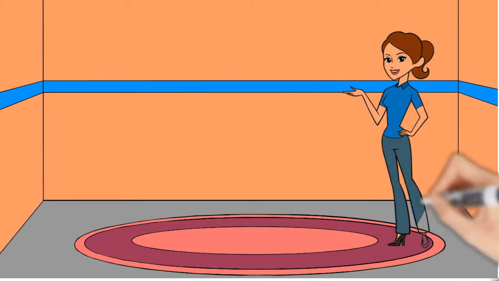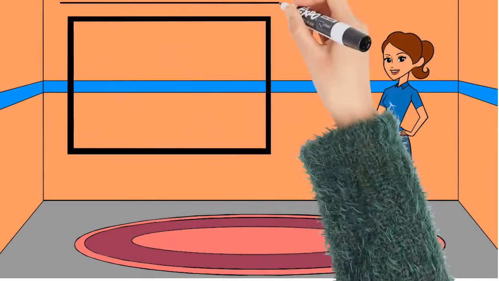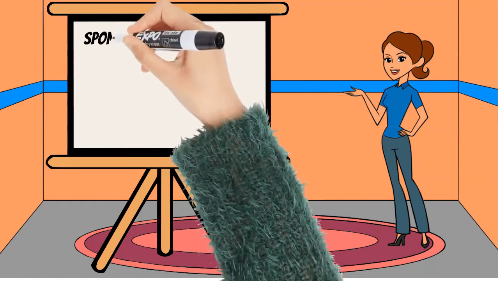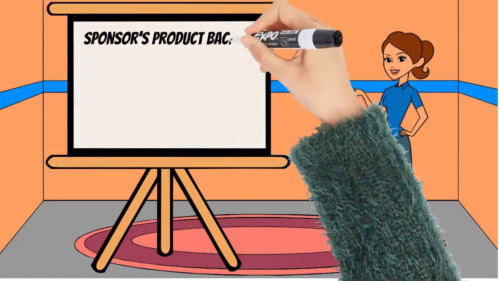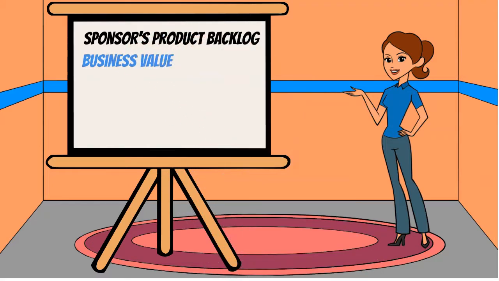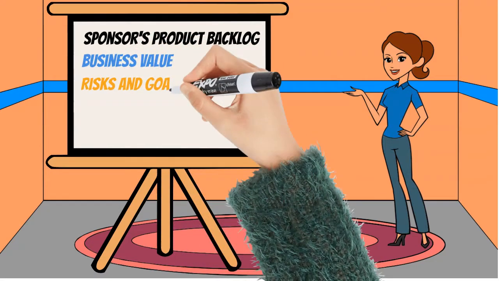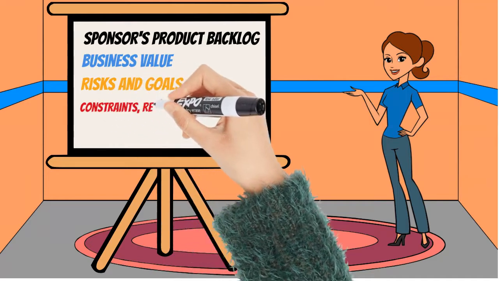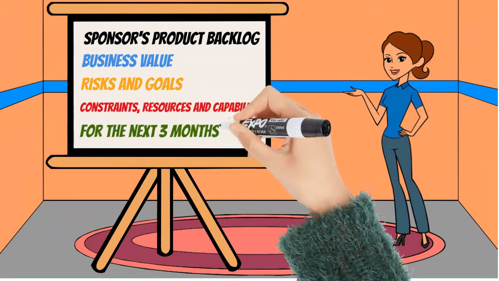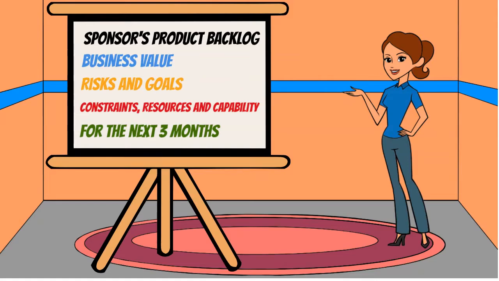Thus the goals of this Agile Iteration Planning session are to define or update the sponsor's product backlog, which is an item we'll address a little bit later, to determine the relative business value of each of the items in that backlog, to understand the business risk and the business goals that this iteration will be addressing, understanding of budget constraints, resource availability and delivery capability, and to set out what needs to be achieved over the next 3 months.